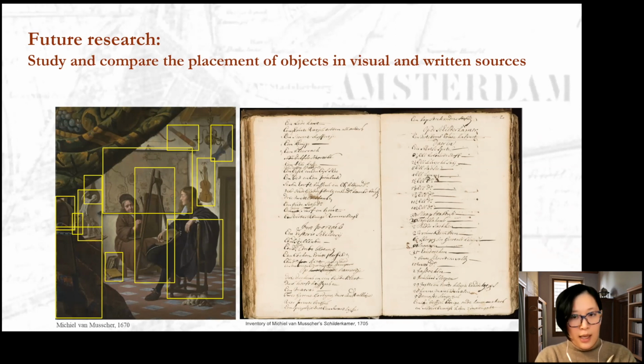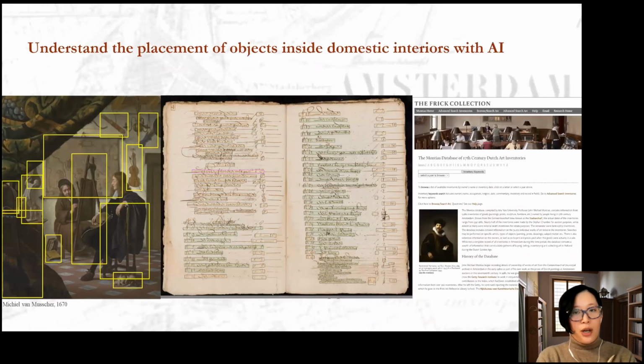And in this way, we can understand how the objects were placed and the relationship between the objects and also between the household objects and the works of art in domestic lives. And so with this research, I hope to create a bridge between the visual and the written sources, in order to better understand the material culture in domestic lives and domestic interiors, and also to further expand and enrich the Montias database into this new AI-powered digital era.